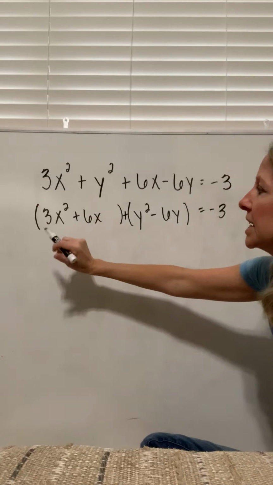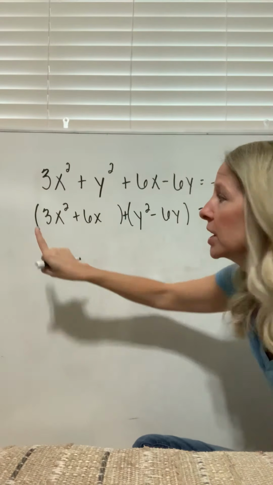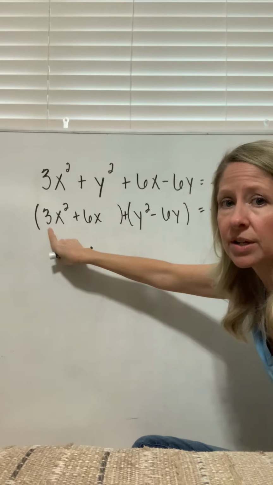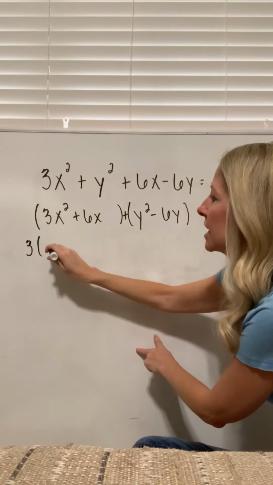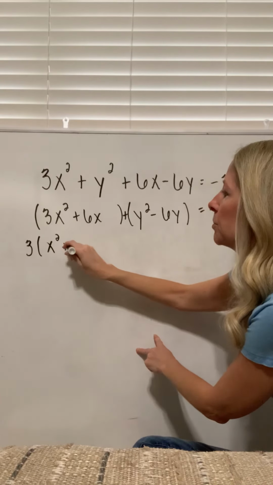Now here's the problem with the x's. We cannot complete the square until the coefficient to x squared is 1. So what we're going to do is we're going to divide out a 3. Now that's going to leave us with x squared plus 2x.